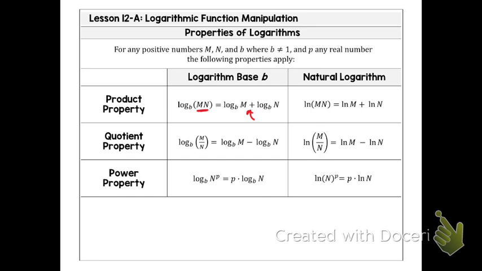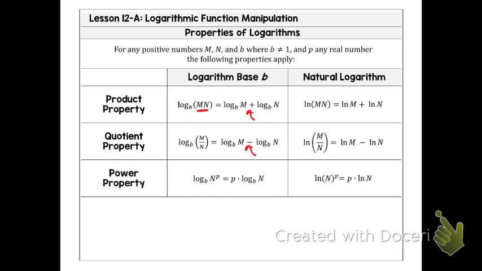Then you have your quotient property, which is the division. So if you have log base b of m divided by n, so two things being divided, then with the same base there, you can separate them as log base b of m minus log base b of n. Just remember, what goes on top will go first, okay? So if they're being divided, you can separate them by subtraction.